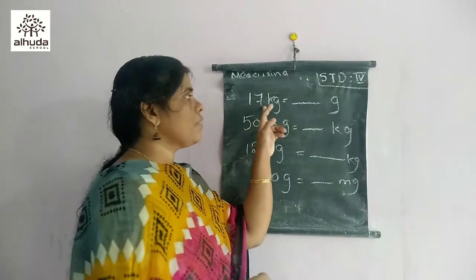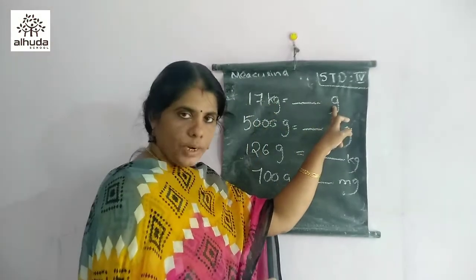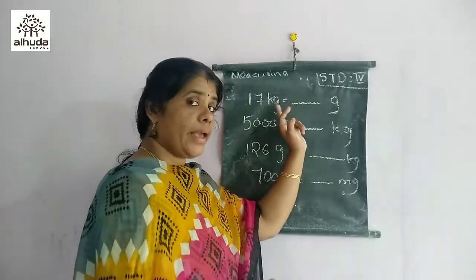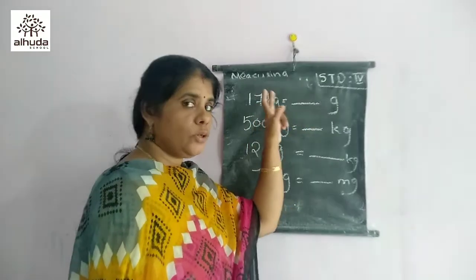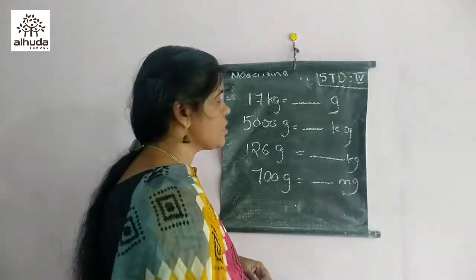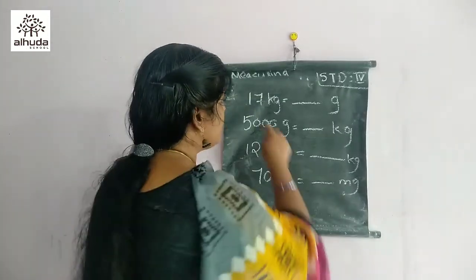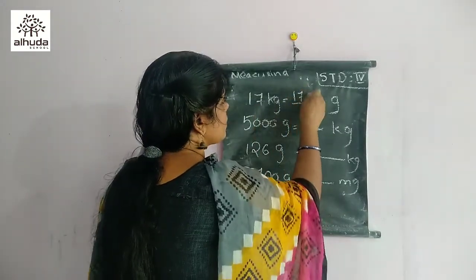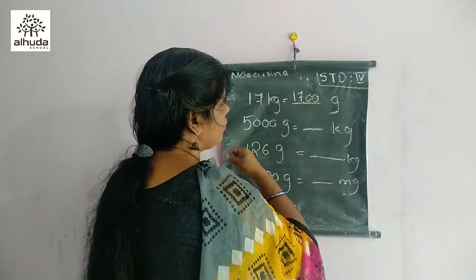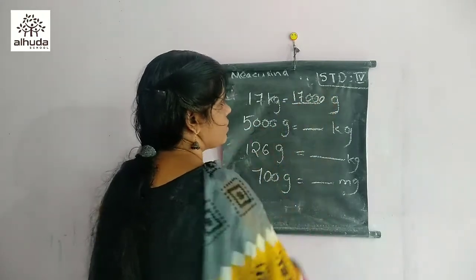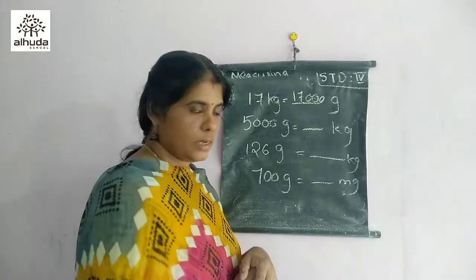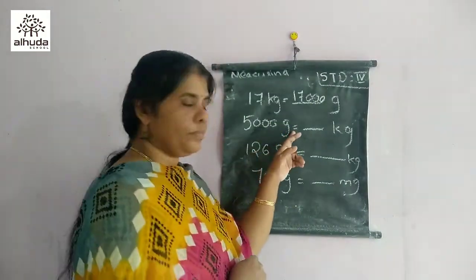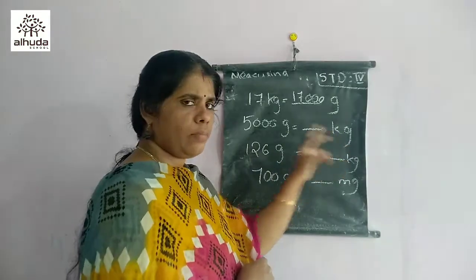With this 17 kilogram we want to convert it into gram. So kilogram to gram, higher to smaller. So 17 into 1000. 1000 gram is 1 kilogram. So 17 into 1000, that is 1,700. No, 17,000. 17,000 gram is 17 kilogram. Isn't it? Then 5,000 gram. How much kilogram? 5 kilogram.